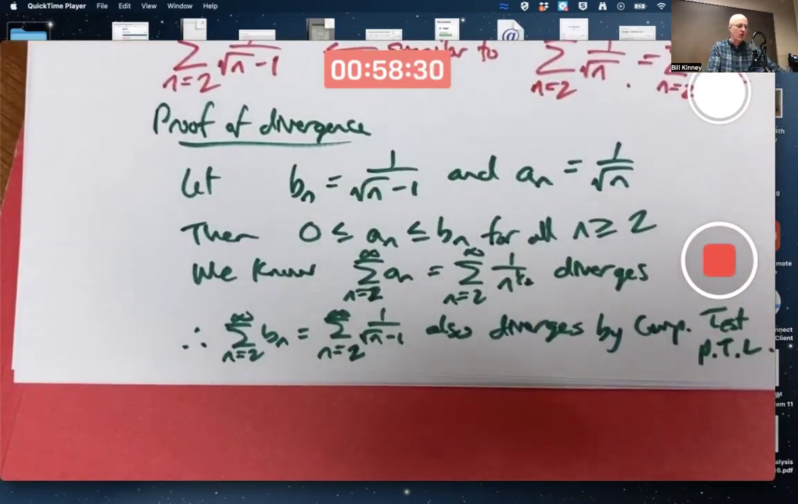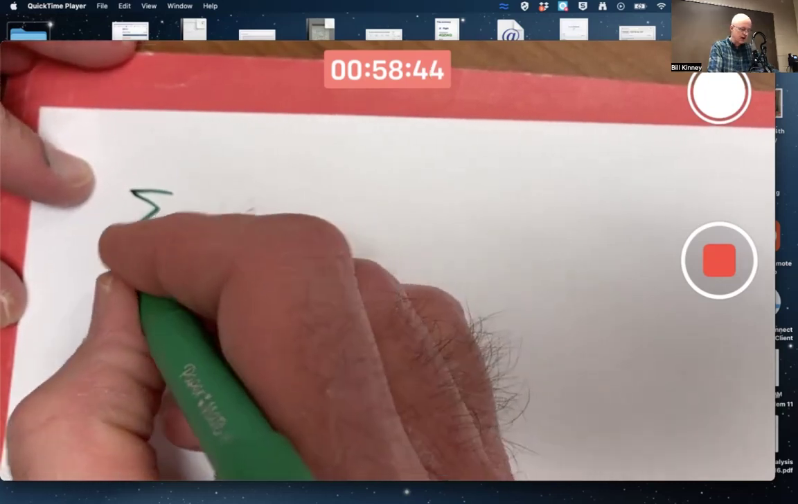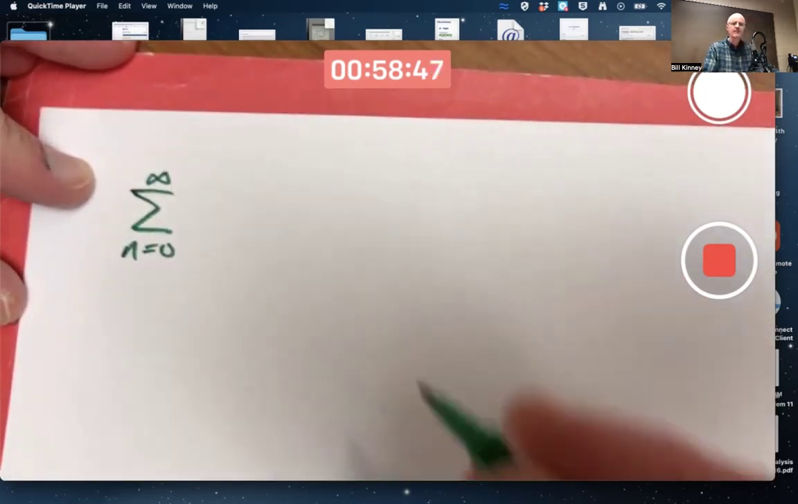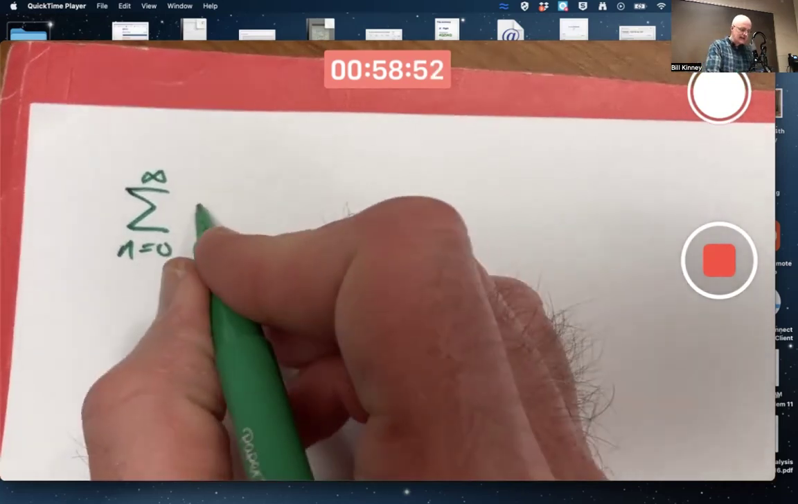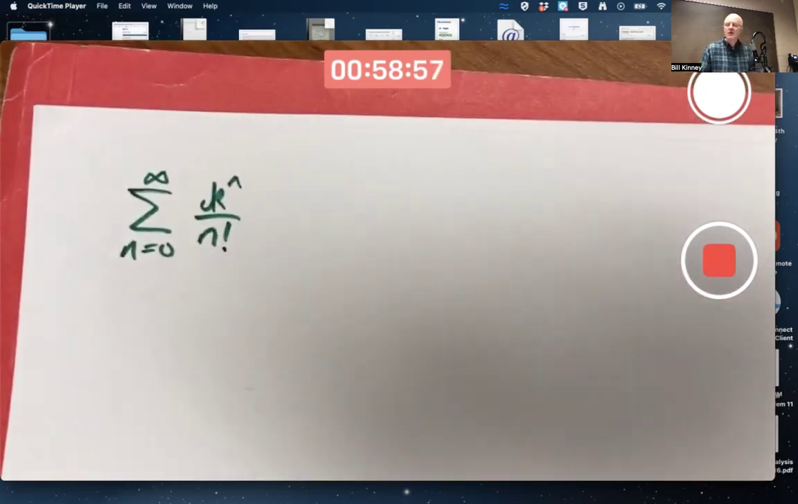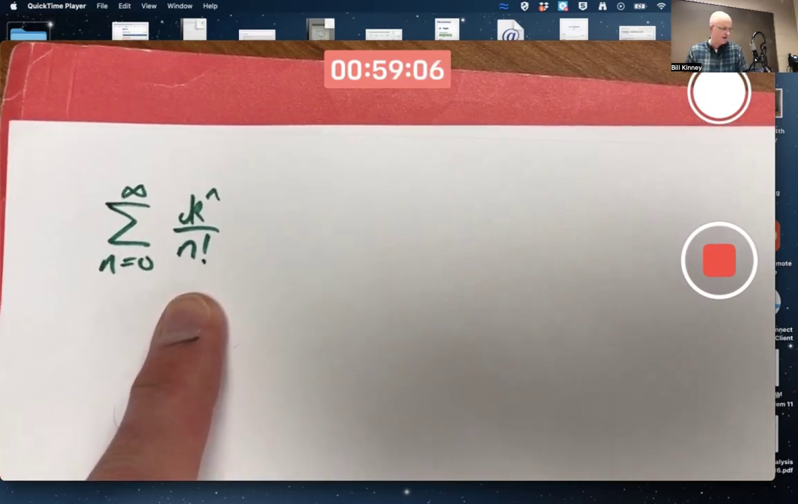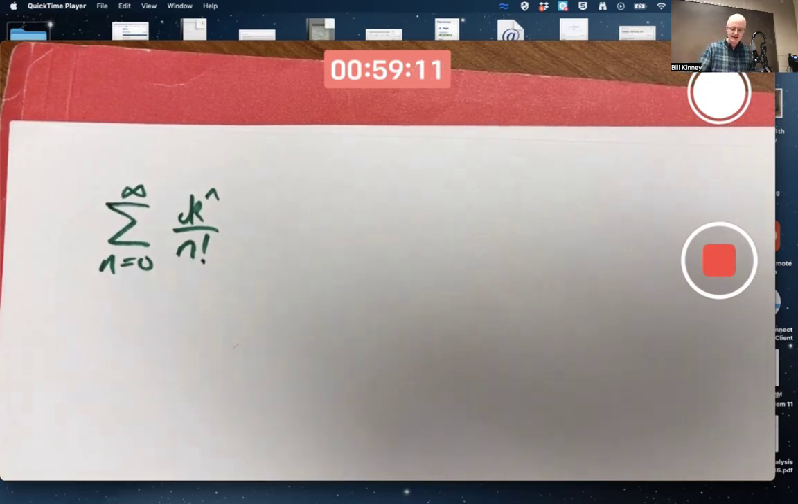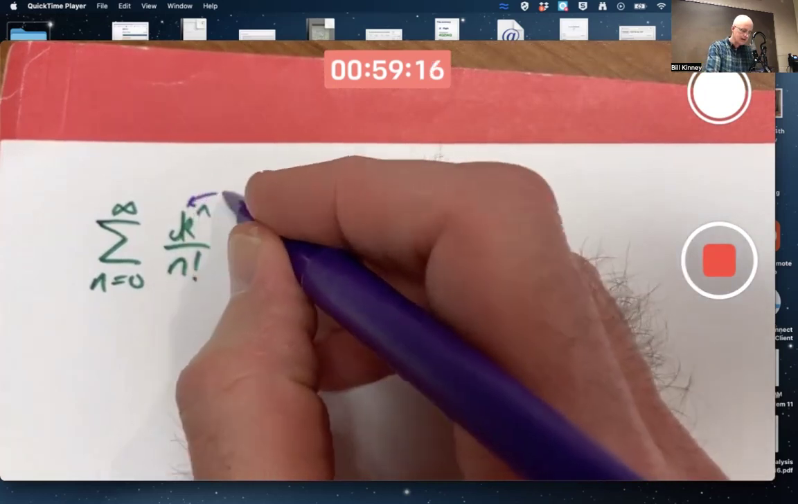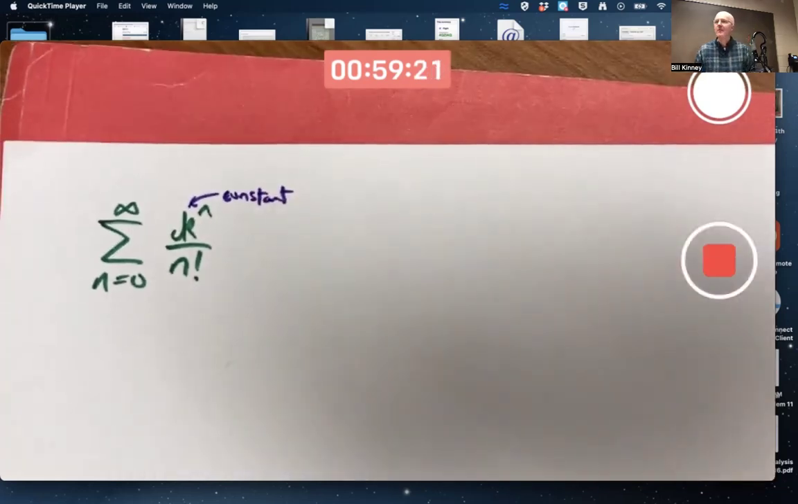This next example is very important. Let's consider the infinite sum starting at n equals 0 and going to infinity of, let's say, k to the n power divided by n factorial, or n! if you want to be snarky about it. It's called n factorial. k is a constant. n is the variable for this summation.